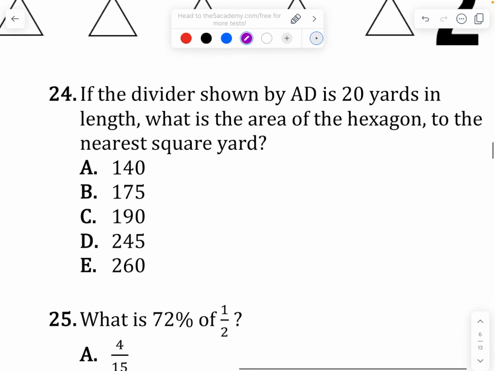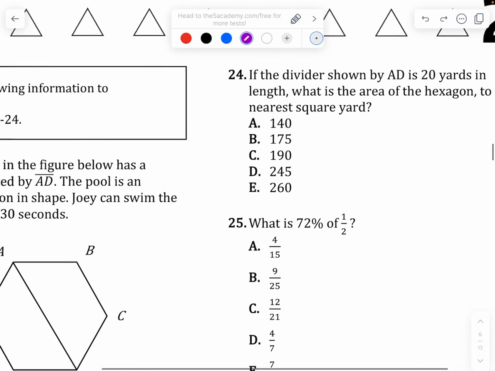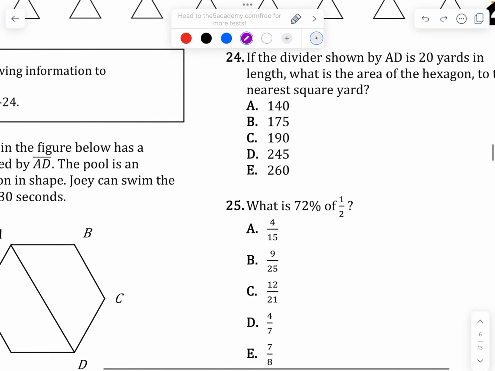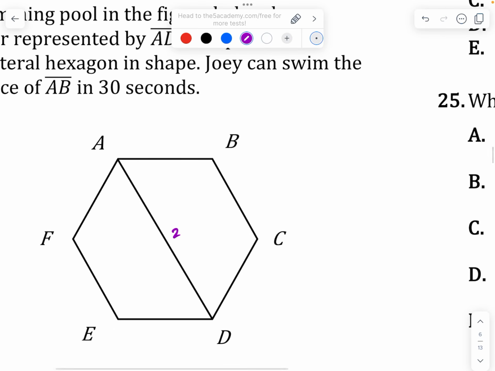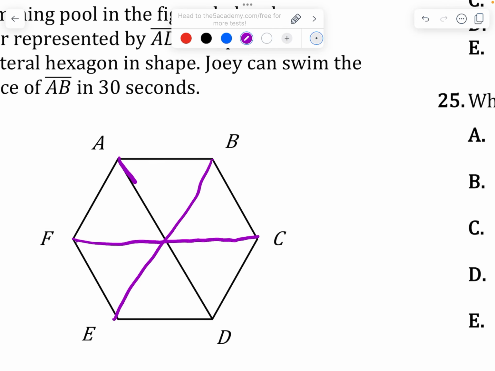If the divider shown by AD is 20 yards in length, what is the area of the hexagon to the nearest square yard? Okay. Divider shown by AD is 20 yards in length. What is the area of the hexagon to the nearest square yard? So this is 20, right, from here to here. Now, since this is an equilateral hexagon, you can just split it up, and each of these lines, these purple ones, they're all the same, okay? And I know that one of these purple lines is 20. That means that half of them is 10.